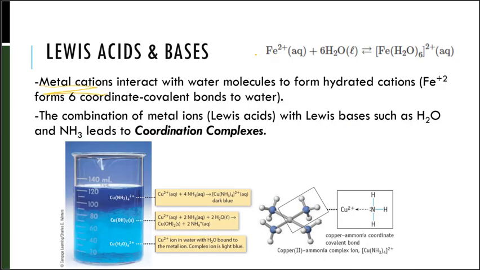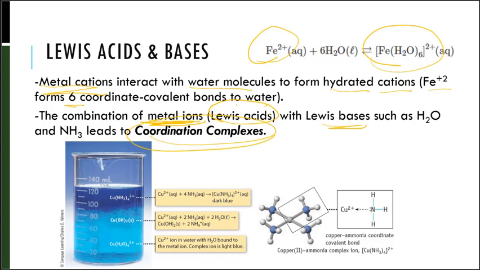Metal cations, like Fe+2, interact with water molecules to form hydrated cations, like this. Fe+2 forms 6 coordinate covalent bonds to water, and the combination of a metal ion, which would be a Lewis acid, with Lewis bases like water and ammonia leads to what's called a coordination complex.